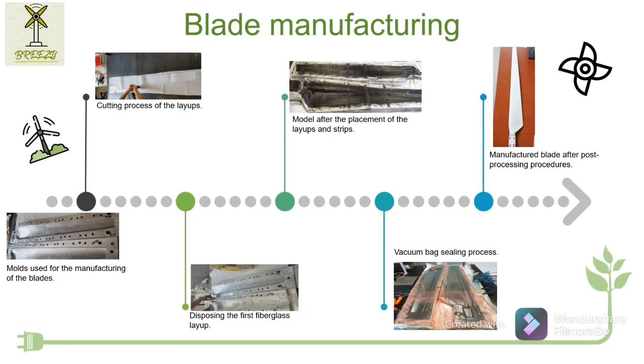In general, manufacturing procedures begin with blade manufacturing. In this slide, you can see steps. The adopted technology is vacuum infusion process. The steps begin with using molds and end with getting manufactured blade.